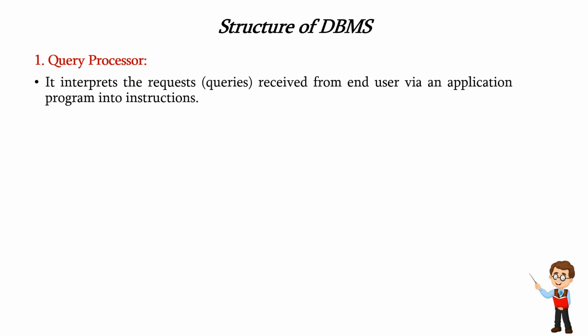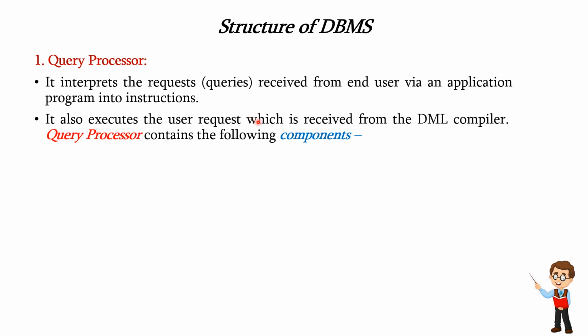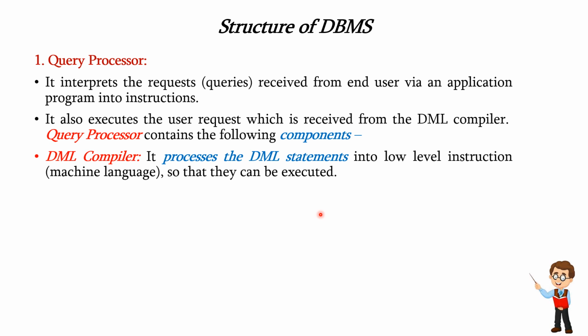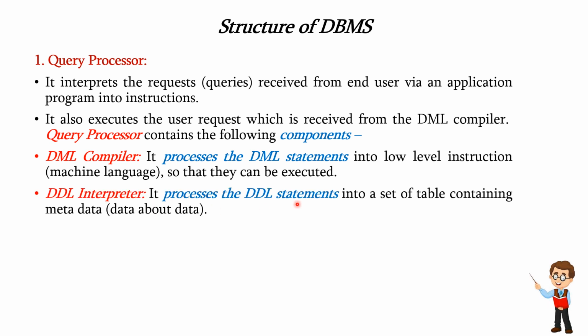First level is query processor. It interprets the requests or queries received from the end user through an application program into instructions. It also executes the user request which is received from the DML compiler. Query processor contains the following components. So first one is DML compiler. It processes the DML statements into low-level instruction, that is machine language, so that they can be executed by the query evaluation engine. DDL interpreter is used to process the DDL statements into a set of tables containing metadata.